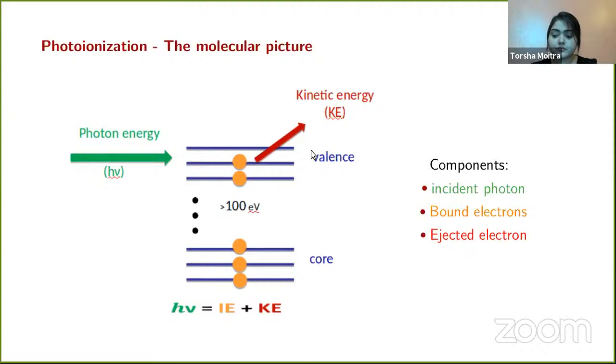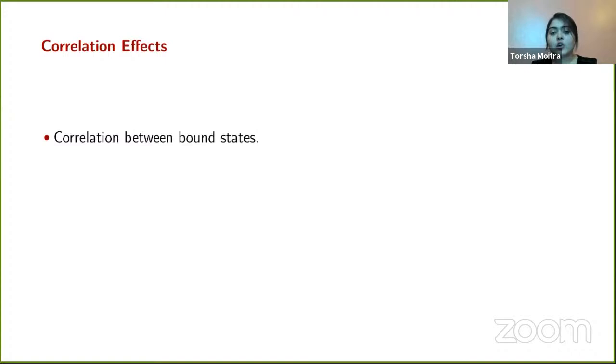The major obstacle in theoretically computing photoelectron observables is the need to incorporate correlation effects. We have broadly classified this into two categories. The first is the treatment of the correlation between the bound states. Actually, this is the more easily doable part. We can incorporate the correlation between the initial N and the final N minus one bound states of the system by using highly correlated wave function based methods like CI, the coupled cluster hierarchy of methods, and the ADC family of methods.